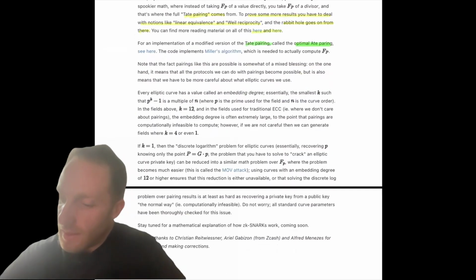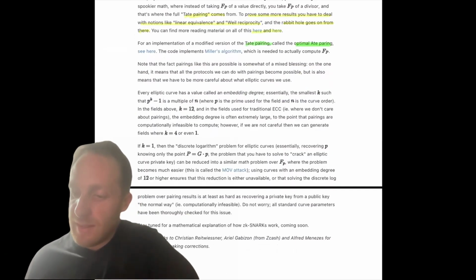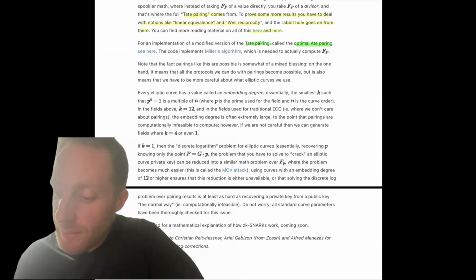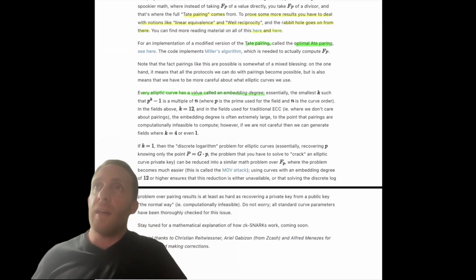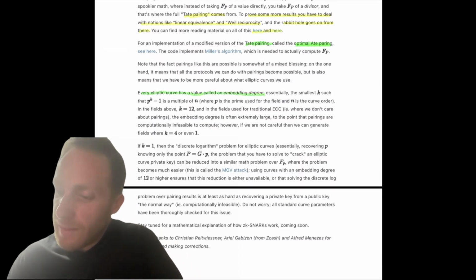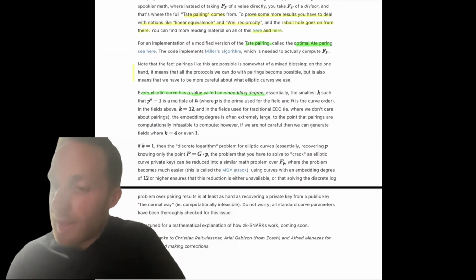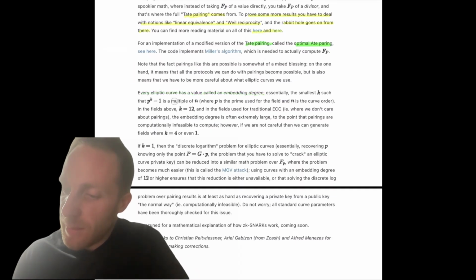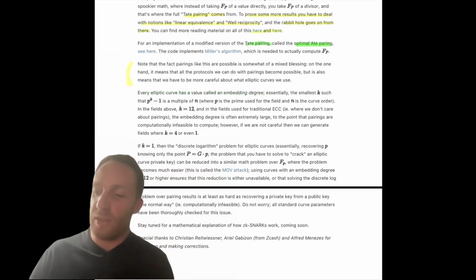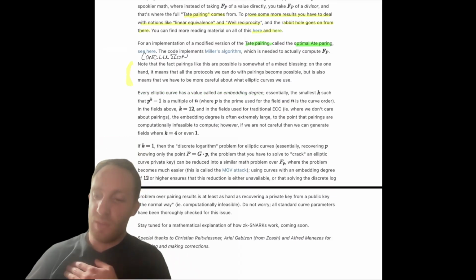Okay, so what does he say then? The last part, which is of interest theoretically, at least to understand these things and the footguns, is that every elliptic curve has a value called the embedding degree. So what is this embedding degree? Let's go a step back and start from here. This should be called the conclusion. So we're back to nice territory, which is not too scary.